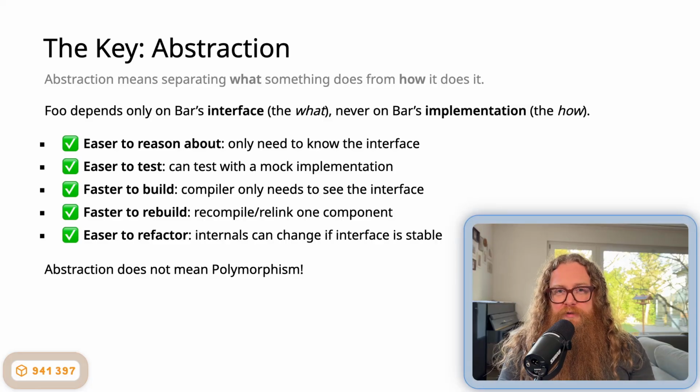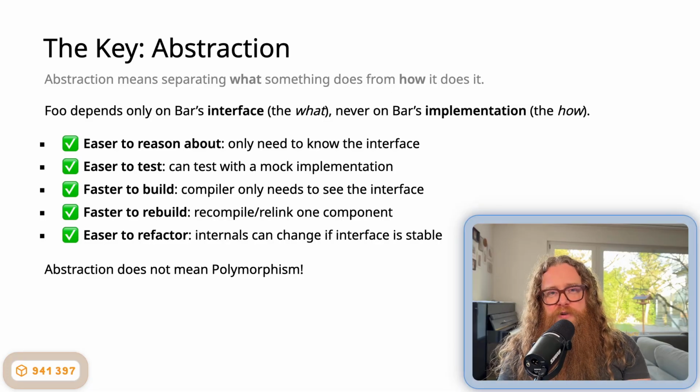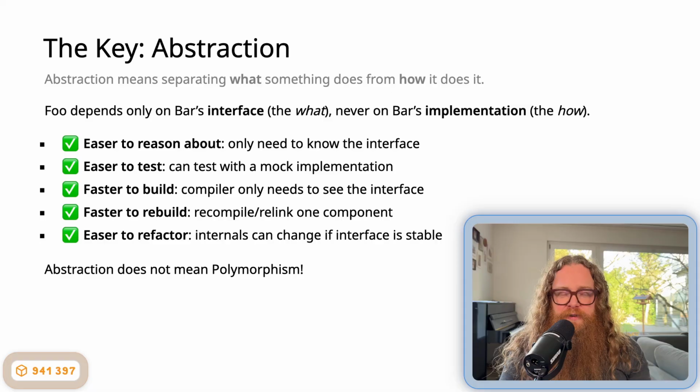It's easier to refactor, of course. You can make changes in isolation. Changes do not ripple through the system if you have abstraction. But I want to make it very clear that by abstraction, I don't mean polymorphism. So this is not about abstract base classes and virtual functions. No, no. This is just separating the declaration from the implementation.